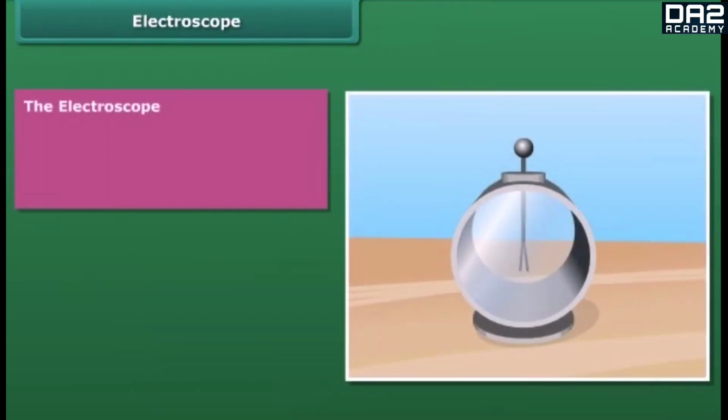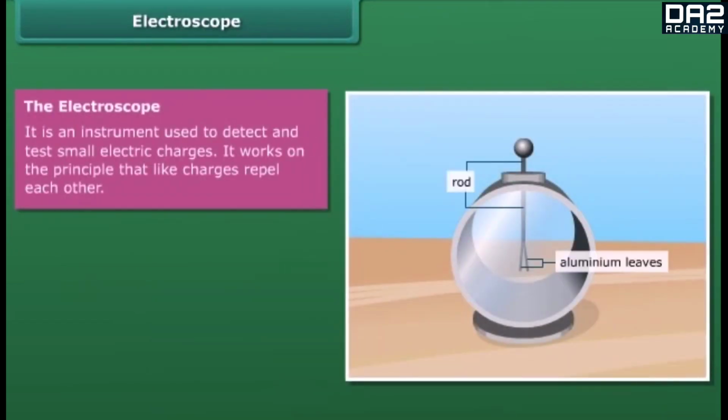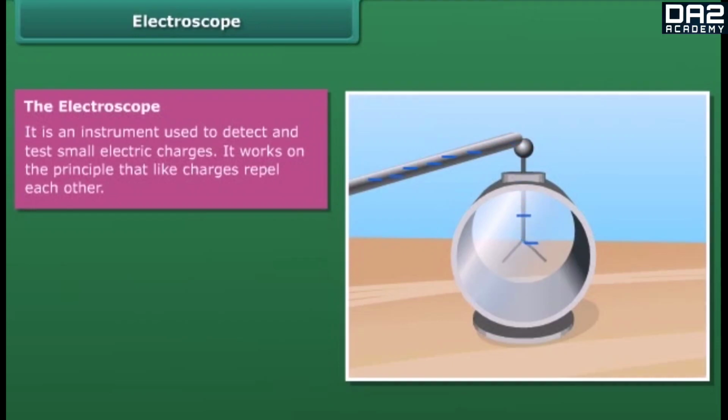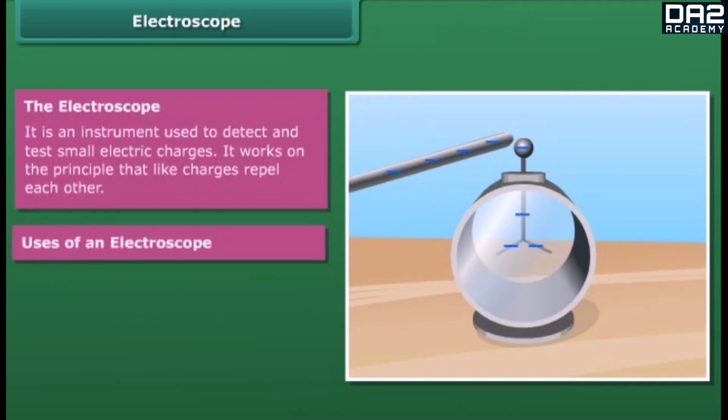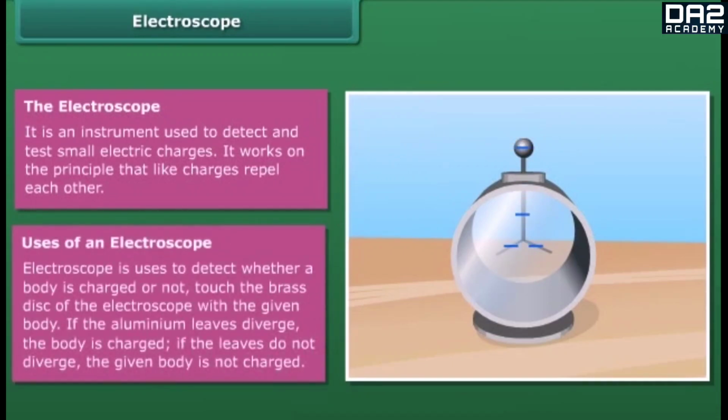The electroscope. It is an instrument used to detect and test small electric charges. It works on the principle that like charges repel each other. Uses of an electroscope. An electroscope is used to detect whether a body is charged or not. Touch the brass disc of the electroscope with the given body. If the aluminium leaves diverge, the body is charged. If the leaves do not diverge, the given body is not charged.